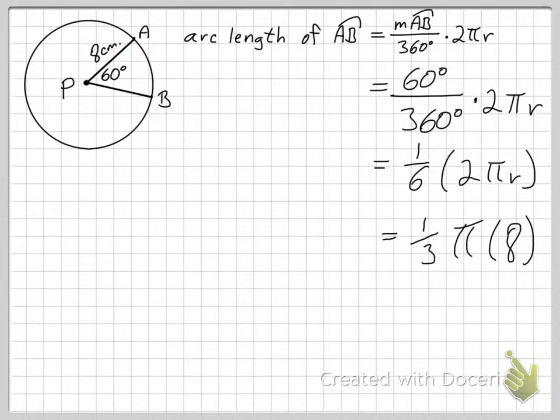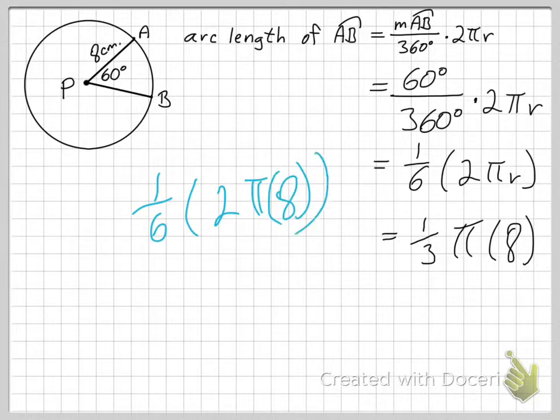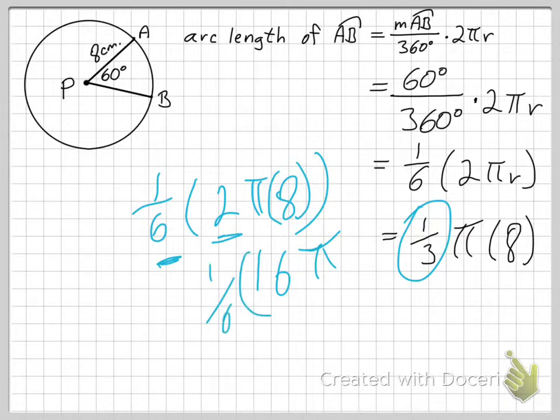And we have 1/3 pi times 8. In other words, it was 1/6 times 2 pi times 8, but I just multiplied 2 by 1/6, and I get my 1/3. So that's where I get the 1/3 from. But again, this 16 pi would be the circumference of the whole entire circle. So if I just take 1/6 of the whole entire circumference, I would get my answer. That's another way to look at it.